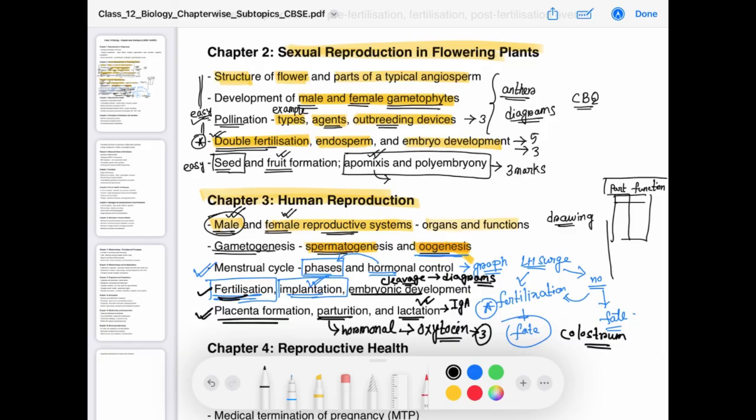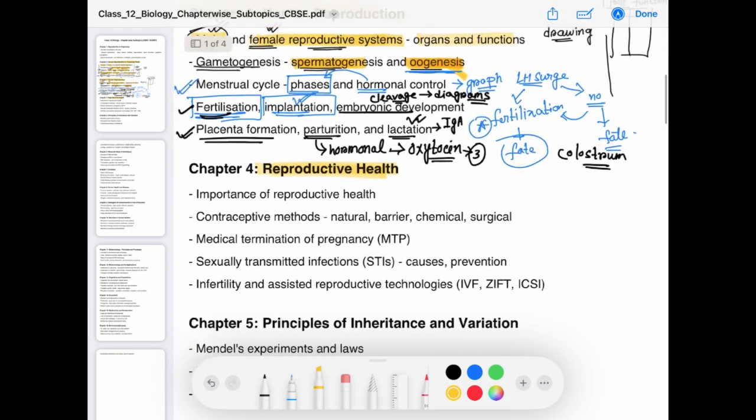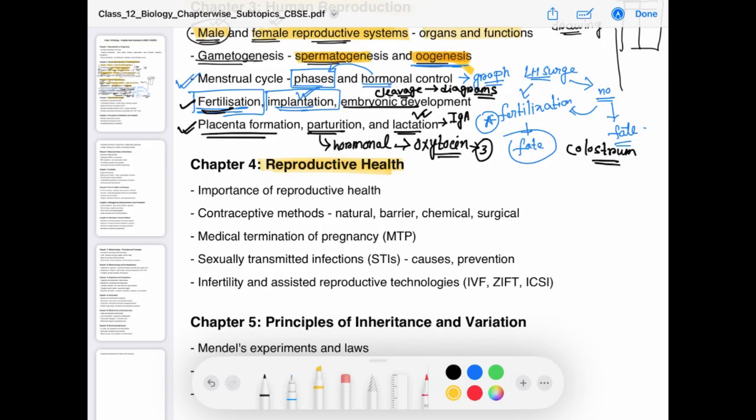Then there is reproductive health. This is a very scoring unit, so you just have to read it and memorize it, and this is also interesting, so you can easily memorize this part. First, you have to know about the importance of reproductive health. This part is very easy, but don't write stories on this topic. You have to give points. Sometimes we just read and create our own points. Don't do that. Read from NCERT and write the scientific points only.